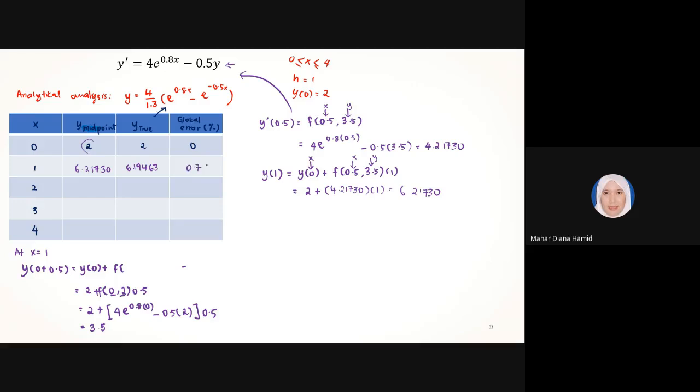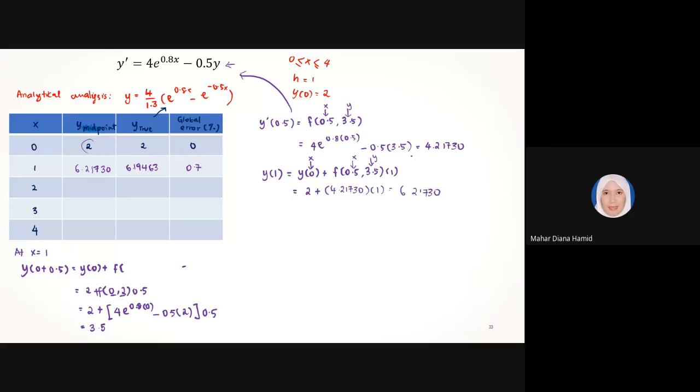0.7%. So if you try to compare it with HEUN'S method, the global error for x equals to 1 is actually lower for the midpoint method compared to HEUN'S method. So in a way, this actually corresponds to the degree of accuracy for Euler's method, HEUN'S method, and also midpoint method.